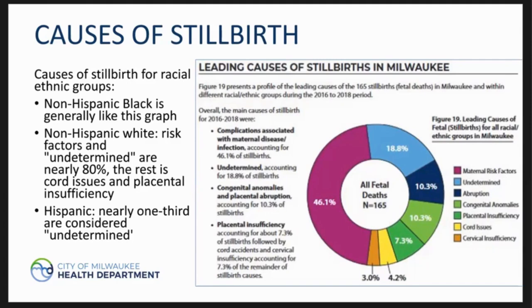And so similarly, for the non-Hispanic Black group, their risk factors are generally like this graph displays. For the non-Hispanic white group, the risk factor and undetermined sections are actually the vast majority. They take up nearly 80% of the graph. And then all those other physiological conditions, it's mostly just cord and placenta issues. It's a smaller share overall. And then for the Hispanic population, almost a third are considered undetermined.